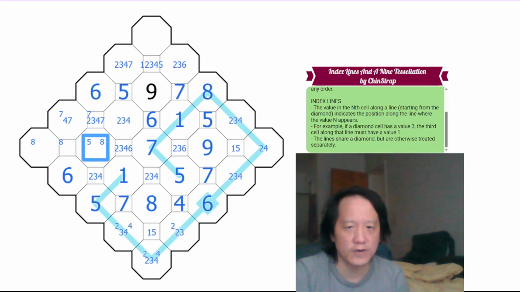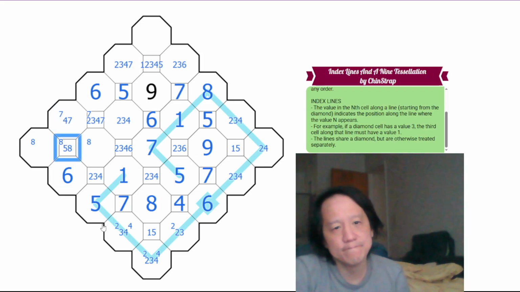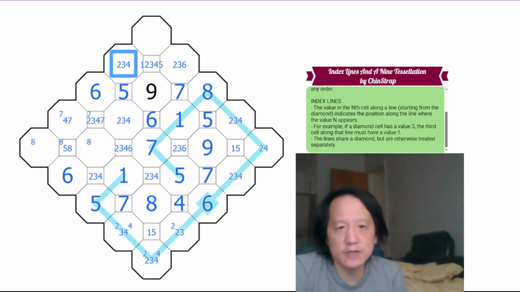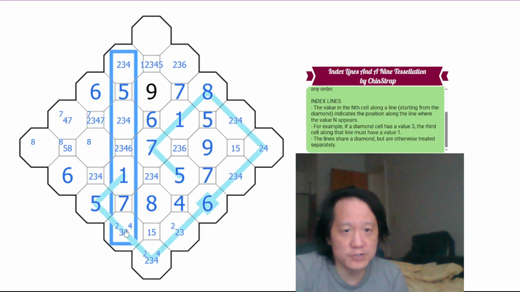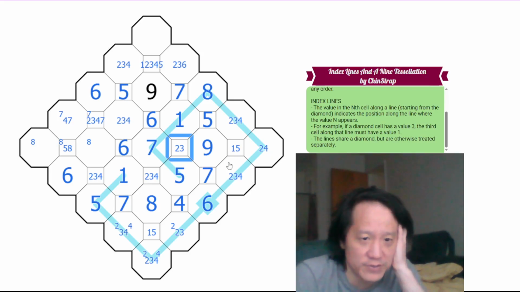Okay, so this can't be 5 anymore. It could be 5, 6, 5, 4, or 6, 5, 7, or 6, 8, 7. So that's 5 or 8 guaranteed. 7 eliminates 7 here. So we have a 2, 3, 4 triplet, which eliminates 2, 3, 4 in the rest of the column. So this would be 6. This cannot be 6. We're trying to reach a contradiction, but this is looking like it might be the solution.